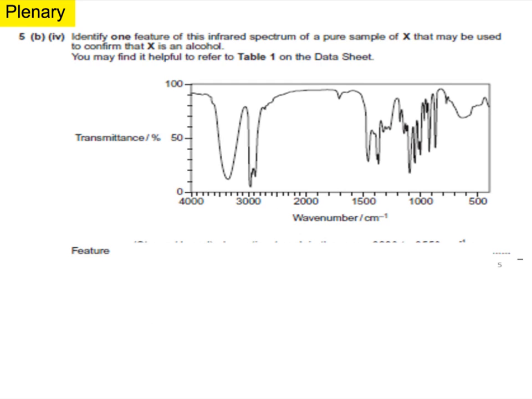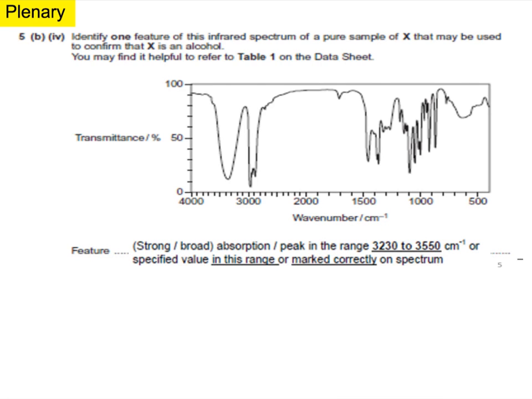So just to give you an idea of how the examiners like these questions answered, here's a real exam question. This one says, identify one feature of this infrared spectrum of a pure sample of X that may be used to confirm that X is an alcohol. So they've told you it's an alcohol, how can you confirm that? Use your data sheet. So you have to answer it exactly like this. Pause the video, try it yourself, but this is the answer coming up.